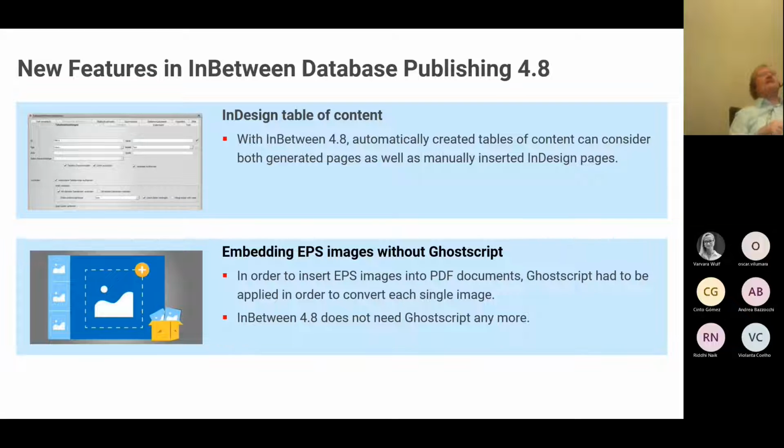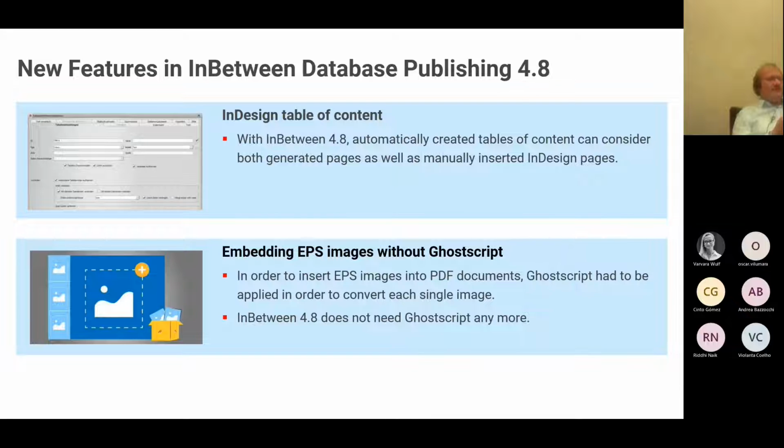The new table of contents can use elements of generated tables, generated pages, and also elements of static pages. Here we use the same mechanism as Adobe InDesign. We can declare a paragraph style and say this paragraph style is associated to a specific level in the table of contents. This means the new table of contents will apply to both pages generated by InBetween and pages we have manually created in InDesign and just inserted into the publication.